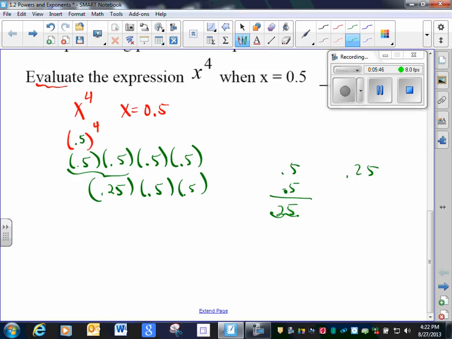0.25 times 0.5. Let's do it. 5 times 5 is 25. Carry your 2. 5 times 2 is 10, plus 2 is 12. And I need 3 decimal places. I'm going to start here and go 1, 2, 3. Now, when I multiply these two, I just figured out that their product is 0.125, and I've got one more time that I need to multiply this.